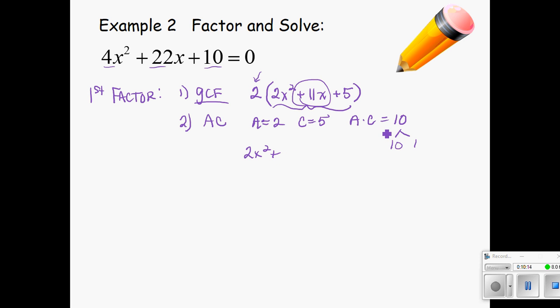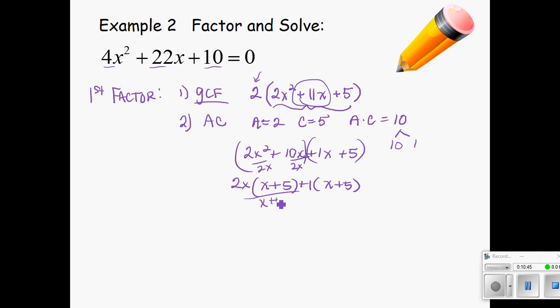Okay, bring down your first term. Change your middle term to your new terms, which are 10x and 1x, and leave the last term alone, which is 5. Group. 2x² + 10x. What do they have in common? A 2x. So I'm going to divide out a 2x. I'm left with x + 5. I want an x + 5. Looks like that's already an x + 5, so I'm going to take out a plus 1. Then I'm going to divide out the x + 5s.